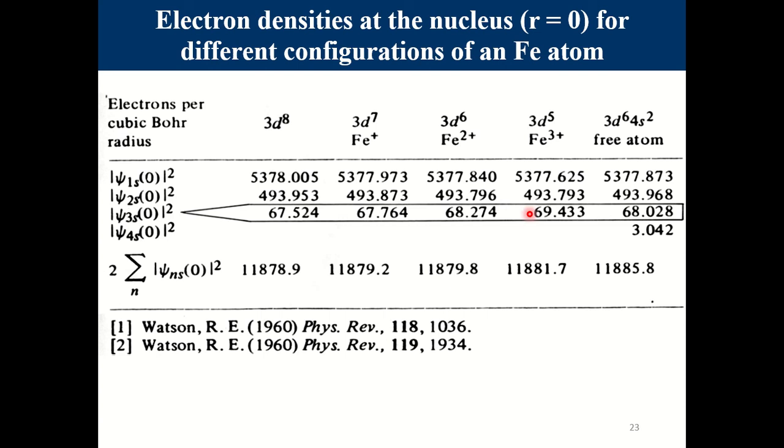So you can clearly see 69, 68, 67, 67.7, 67.5. So there is a gradual change in the 3s electron density, whereas the 1s and 2s electron density is not much affected. They remain almost constant, but the 3s electron density is very severely affected. So this is the indirect effect you are seeing, due to the change in s electron density from the shielding effect of the d electrons.